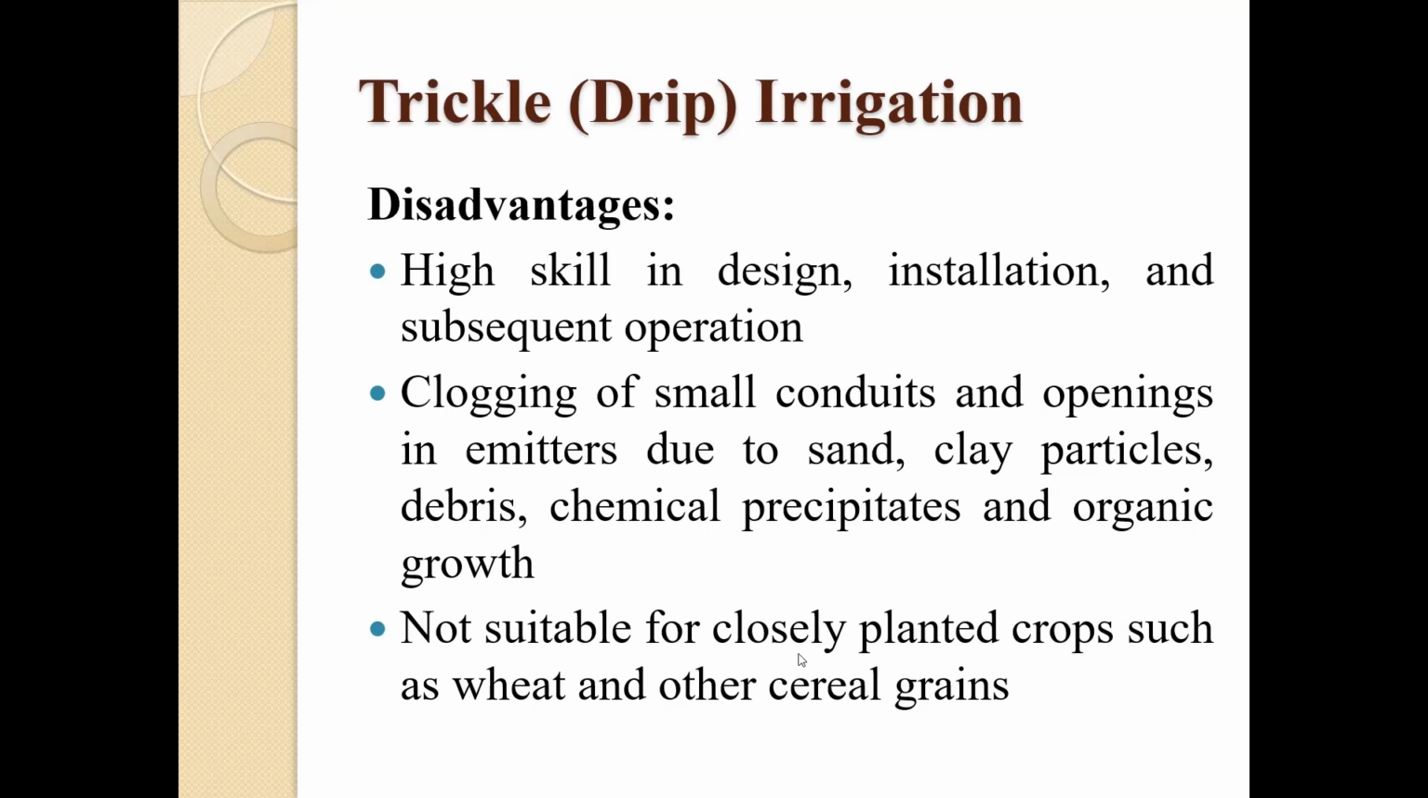Then it is not suitable for closely planted crops such as wheat and other cereal grains. In the case of cereal grains, the distance between two plants is less, so in those cases it is not that suitable or applicable. It is mainly used for vegetables. Nowadays they are using it for sugarcane also, and for grapes and big fruit plants it is suitable.